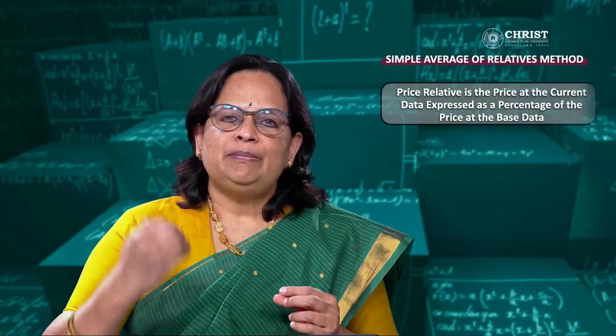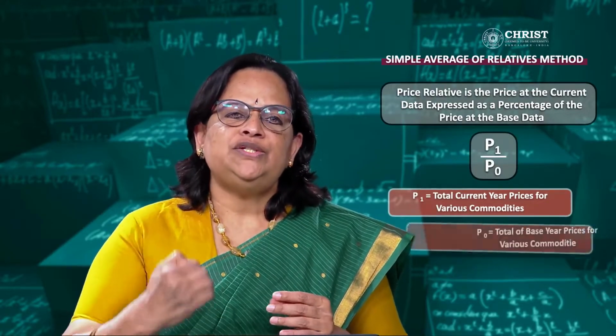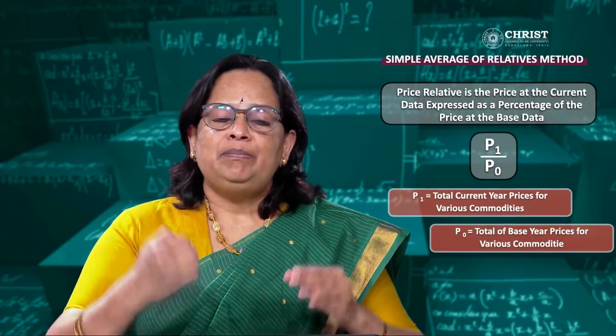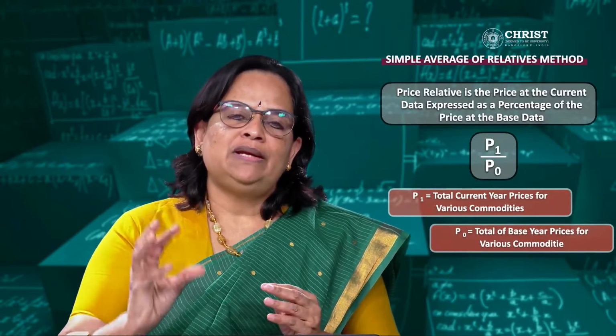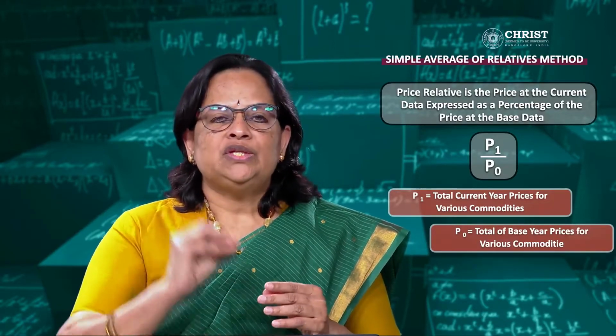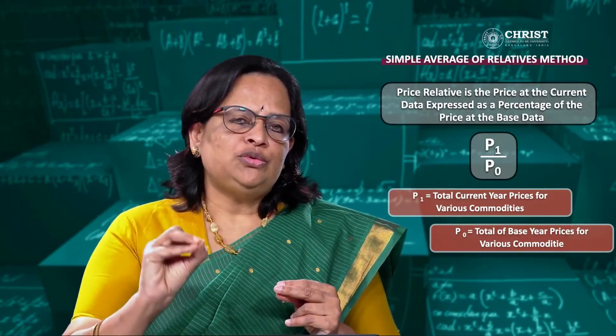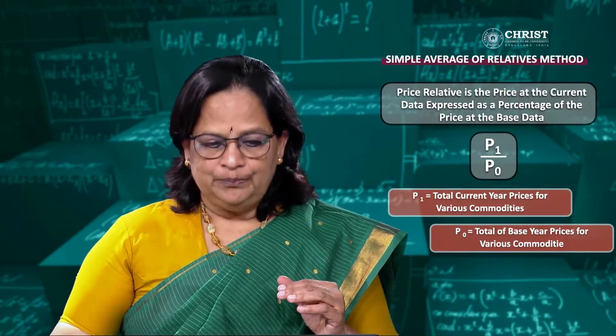Now, what do you mean by price relative? Price relative is the price at the current date expressed as a percentage of the price at the base date. That is P1 divided by P0. P1 is the current year price and P0 is the base year price. Price relative values are calculated for all values. So you have to remember that the current year means the latest year and the previous year will be the base year. In this example, I have used 2021 as the current year and 2020 as the base year.